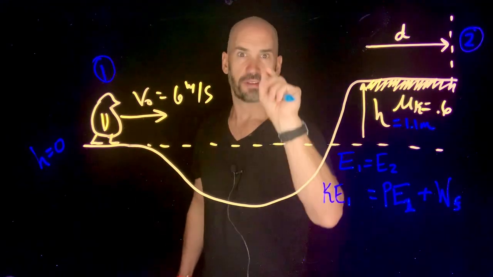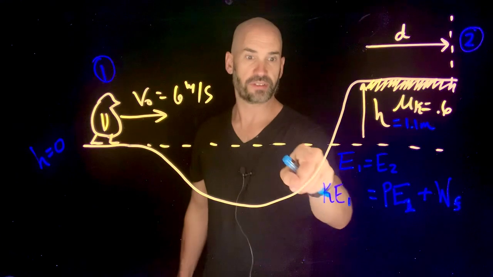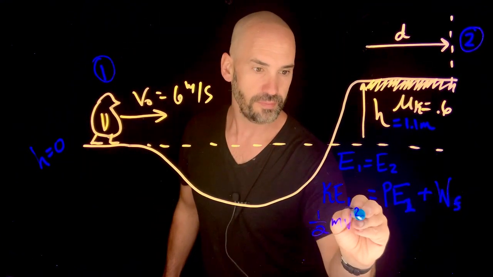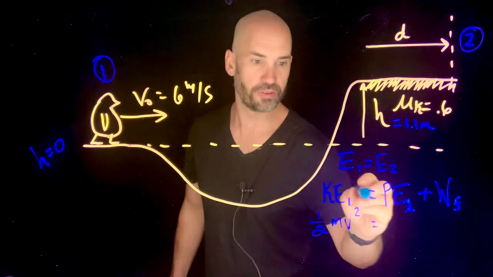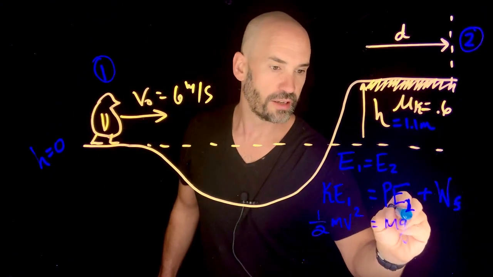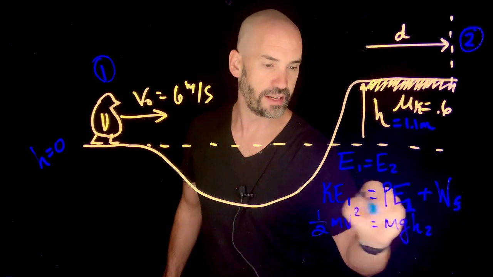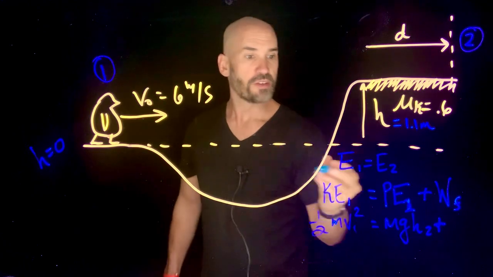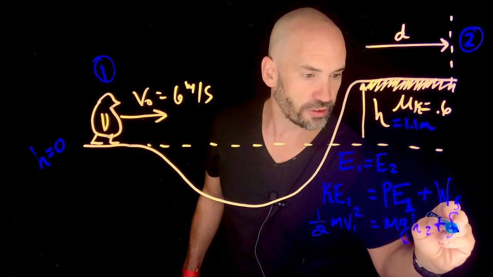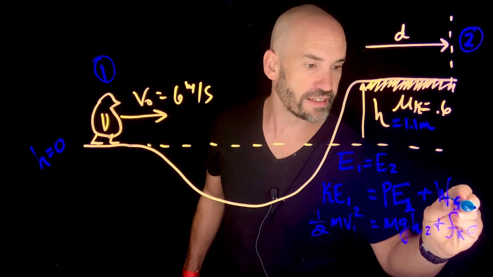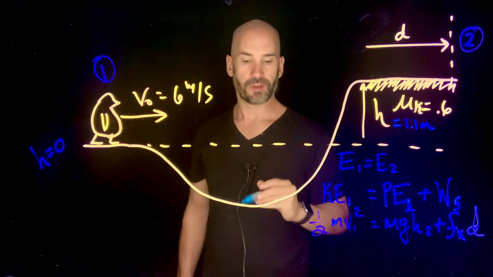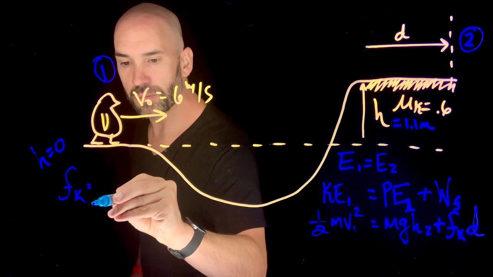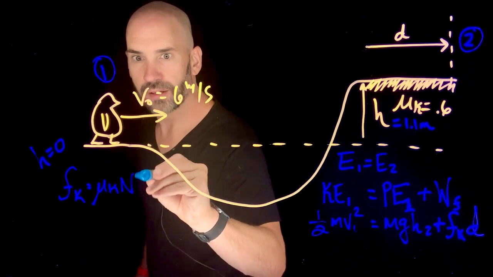So next, third step is we substitute our equations. Kinetic energy is, of course, 1/2 mv squared, right? Potential energy is, of course, mgh. This is V1, H2, right? And then remember, work is force times distance, right? So this is going to be the frictional force, coefficient of friction, times the distance that the penguin moves, okay? But we know that the frictional force, right, is just mu times the normal force, right?